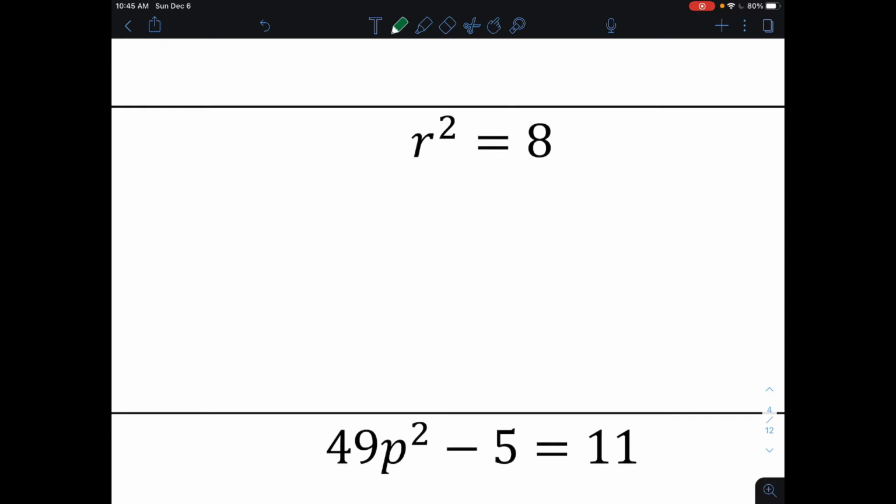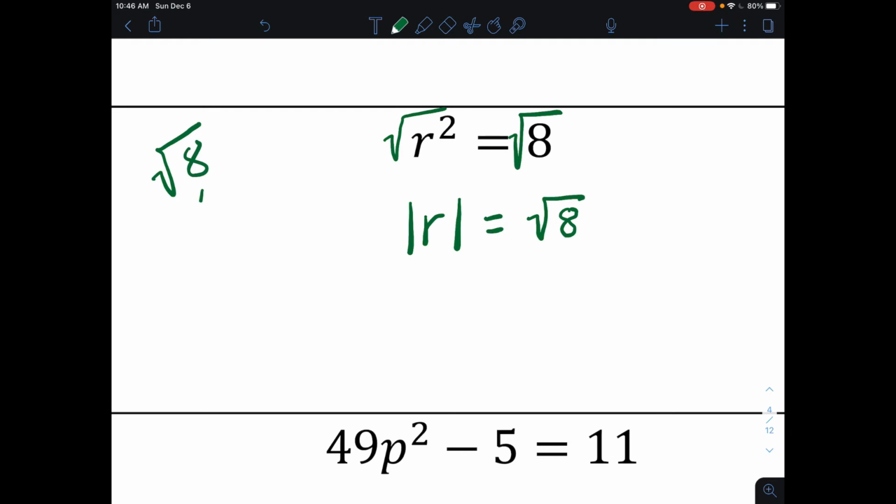All right, so here we go, a new problem. r squared is equal to 8. We want to solve for values of r, so we take the square root of both sides. The square root of 8 is not a whole number, so we'll worry about that in just a second. I'm going to write the square root of 8 is the square root of 8. The square root of r squared makes the absolute value of r. And now let's go through and simplify that radical.